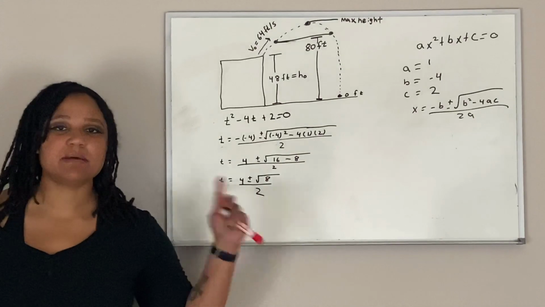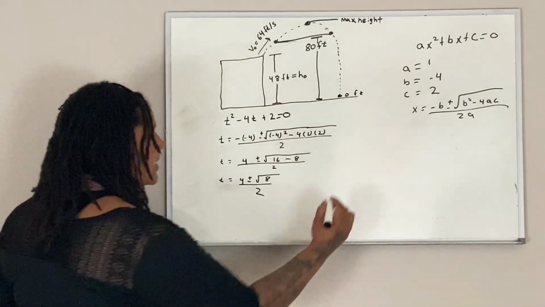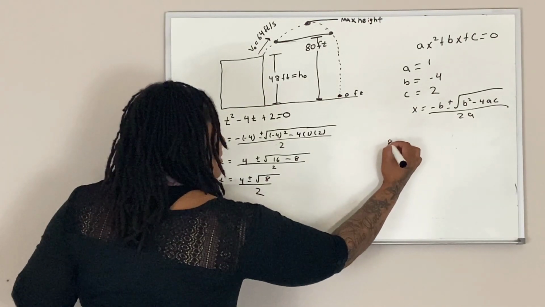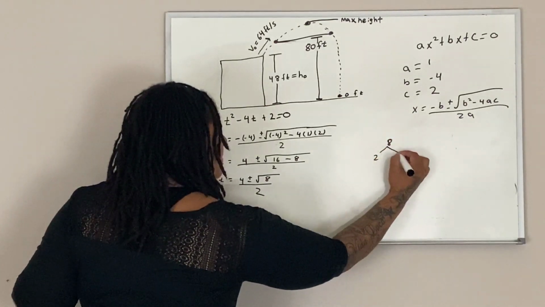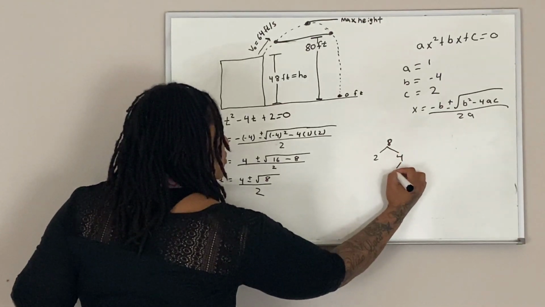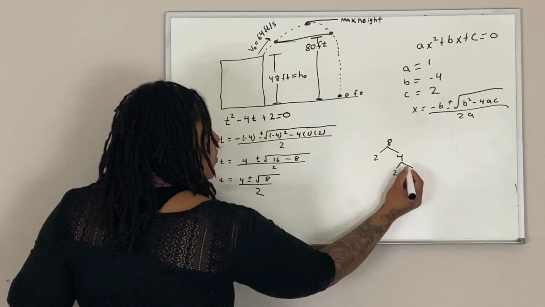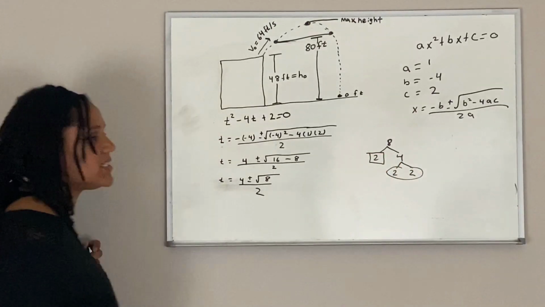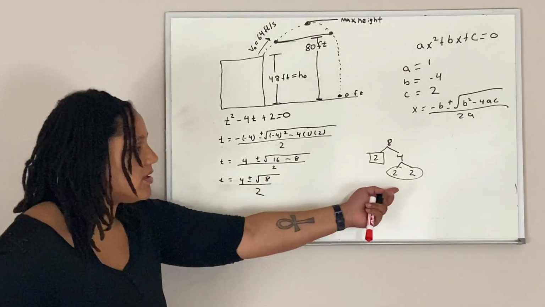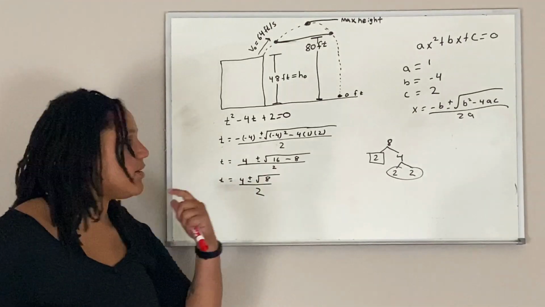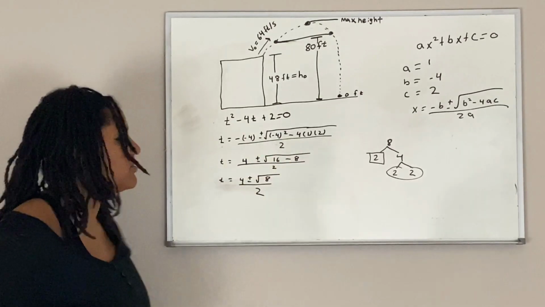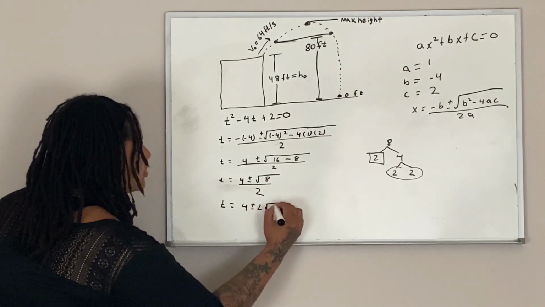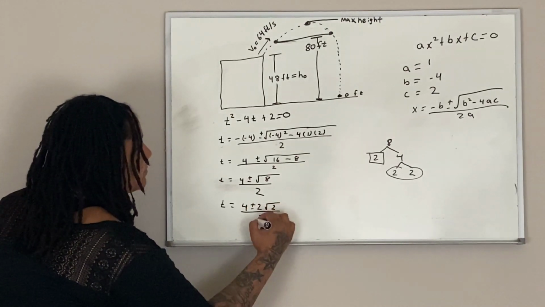Now the square root of 8 can be simplified a little further. If I take 8 and use a little factor tree, it can factor into 2 and 4. 4 can be factored further into 2 and 2. We have a perfect square here, and what's left is a 2. So we take the perfect square and pull it out, and we leave what is left under the radical. So now we have t is equal to 4 plus or minus 2 root 2 all over 2.